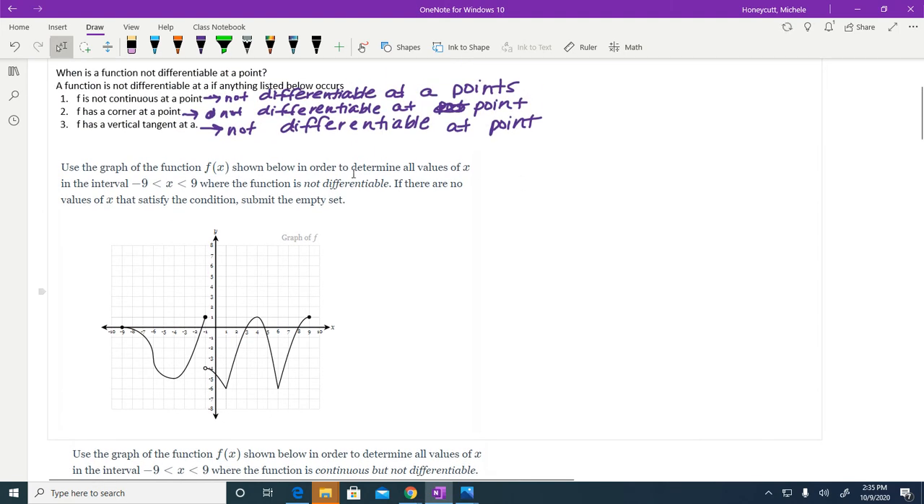So I'm going to be looking at anywhere where any of these three conditions might be met. So first of all, let's look for places where the function is not continuous. So not continuous, we talked about that a couple lessons ago. So it looks like it wouldn't be continuous at this point because there's a jump. And then I don't see any other asymptotes or holes. So we would say that f is not differentiable at x equals -1.